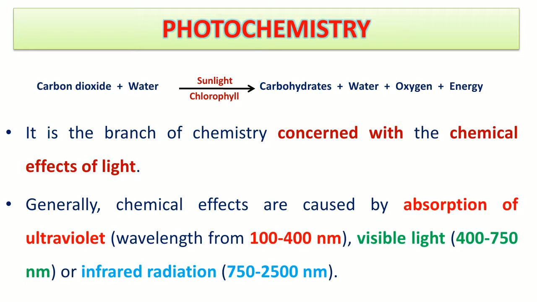Generally, chemical effects are caused by the absorption of ultraviolet radiation, whose wavelength is between 100 to 400 nanometer, by visible light, whose wavelength is between 400 to 750 nanometer, or by infrared radiation, whose wavelength is between 750 to 2500 nanometer.